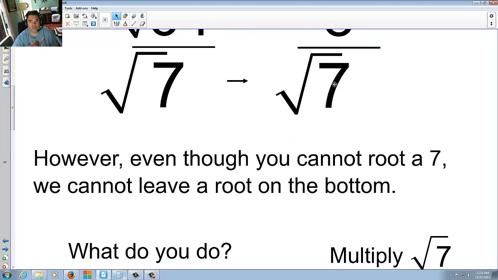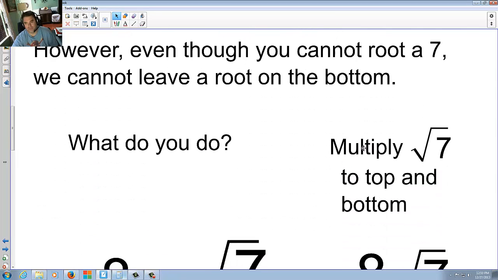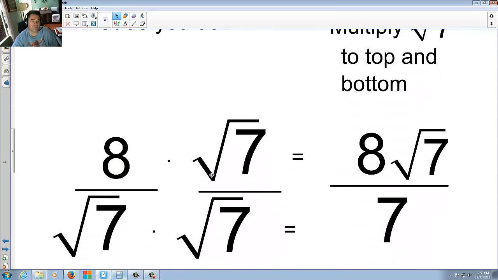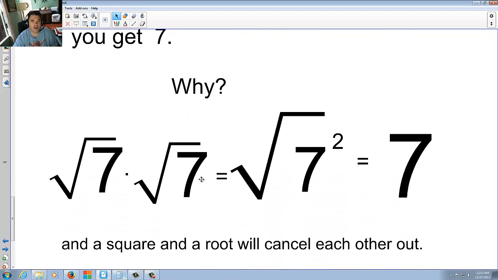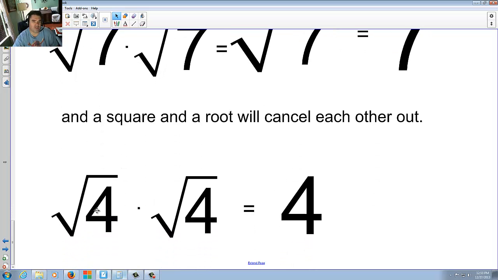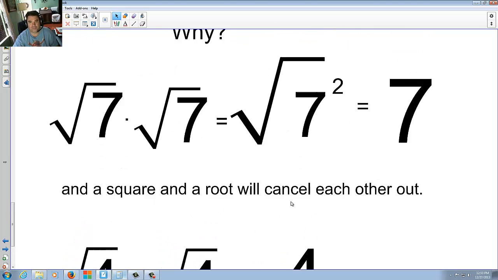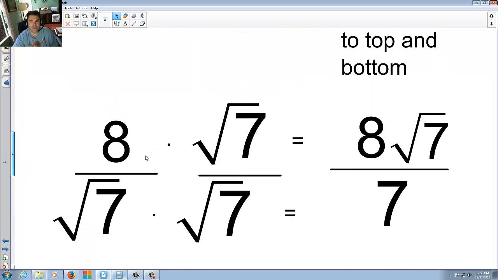Well, to get rid of the root of 7, I'm going to multiply the top and bottom by root of 7. Why? Well, 8 times root of 7 just becomes 8 root of 7, but when I take a root times the same root, they combine to form a whole number. So root of 7 times root of 7 becomes a 7, and that is acceptable. And why does root of 7 times root of 7 make 7? Because 7 times 7 is 49, or 7 squared, and the root and square cancel, leaving just your 7. Just like root of 4 times root of 4 equals 4. So your answer is 8 root of 7 over 7.